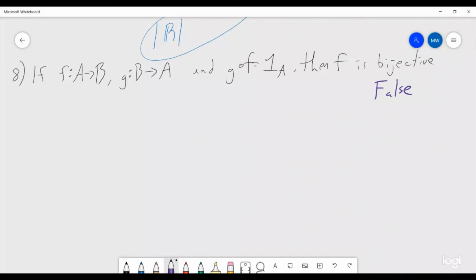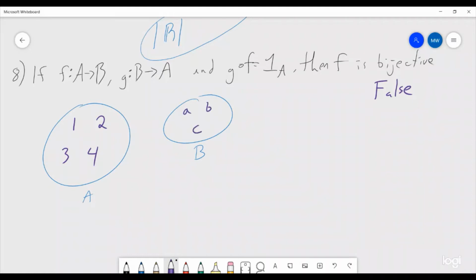So let's just try and come up with some examples where g composed of f is the identity. So we have some set A, we have some other set B, and we are trying to have g of f be the identity. Let's say we have the numbers 1, 2, 3, and 4 in A, and then in B we have the elements a, b, and c. Let's actually switch these around. Okay. So we have 3 elements in A and 4 elements in B. So f goes from A to B. So let's send 1 to a, 2 to b, and 3 to c.